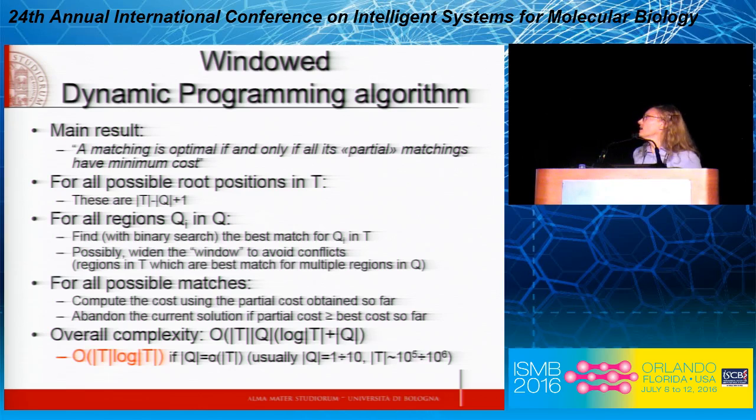As I told you, the overall complexity of the proposed algorithm is logarithmic in the cardinality of the target sequence. This is true under the condition that the cardinality of the pattern is much lower than the cardinality of the target sequence. But this is the case for us, because usually the cardinality of the pattern is less than 10, while the cardinality of the genomic sequence ranges between 100,000 and 1 million regions.